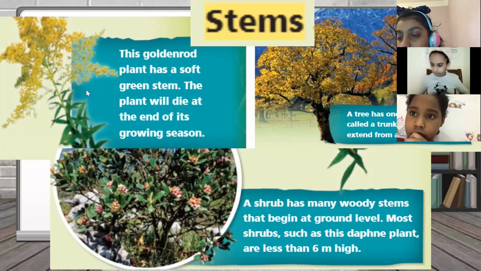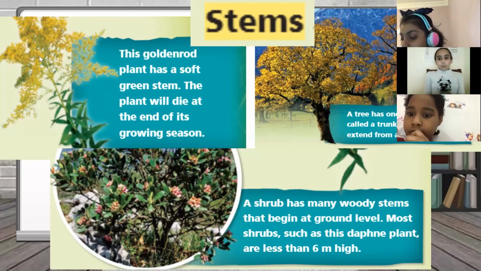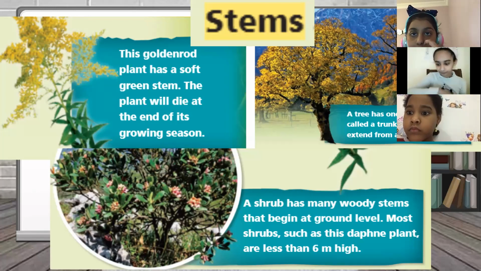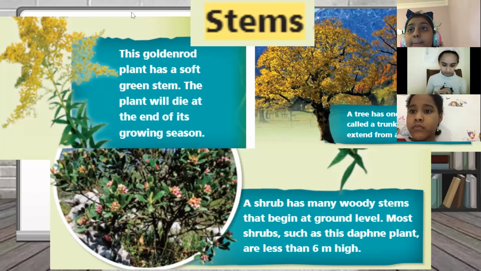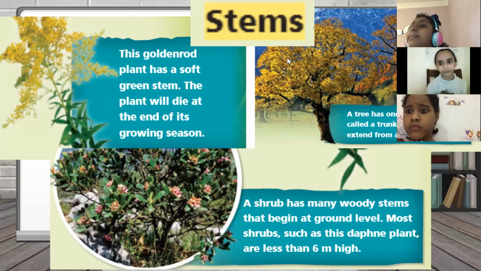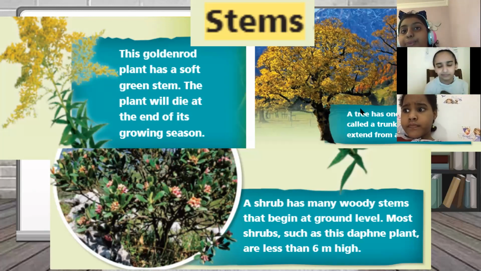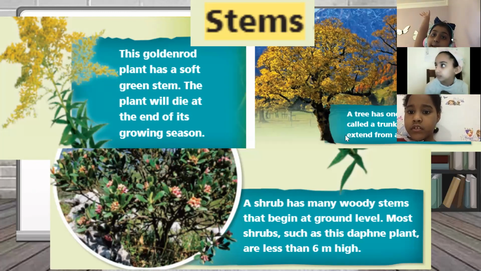This golden plant has a soft green stem. The plant will die at the end of its growing season. It will finish because it's small, thin, and not really that strong. What about the tree? Is it as strong as a tree? It's a small plant, but a tree has one woody stem called a trunk.